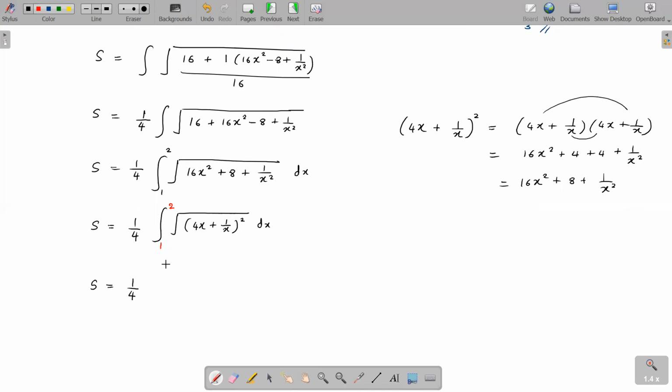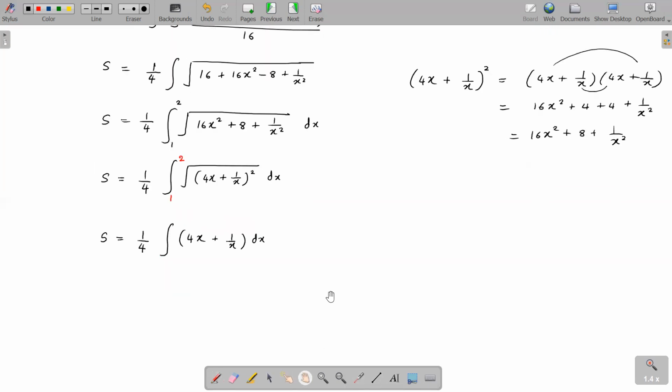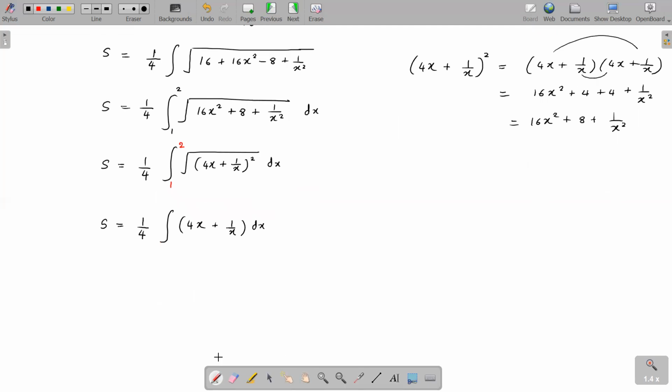Then the root and the square will obviously cancel out. And what do we have here? 4x plus 1 over x. The integration of 4x plus 1 over x. Do you see? The square and the root cancel out. Okay, now we can integrate, right? This is a normal function. This is something that we can definitely integrate.